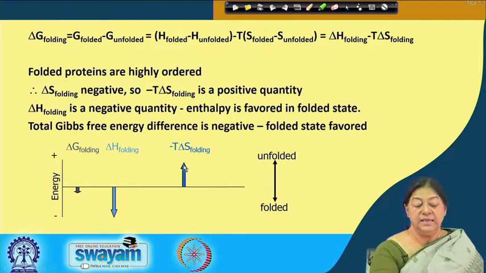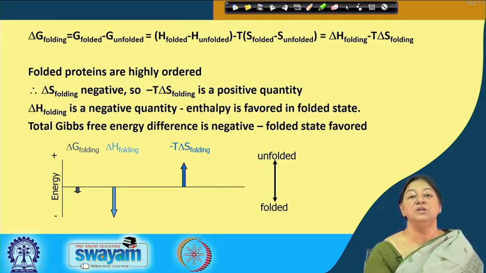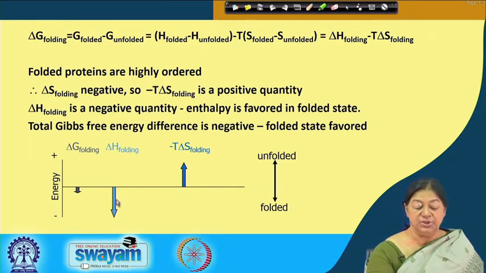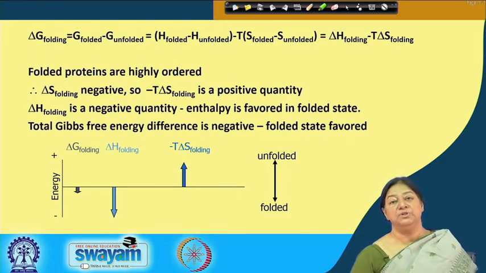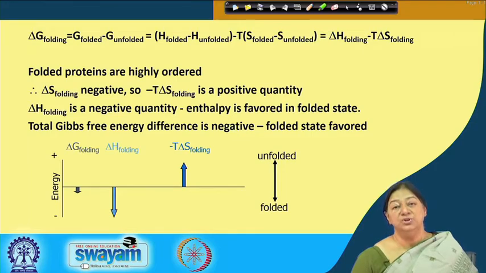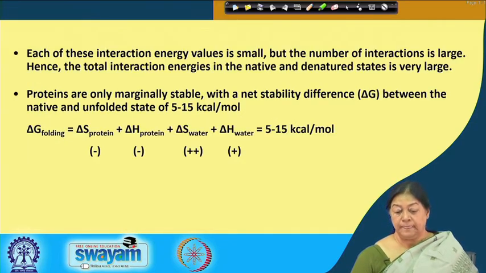But the enthalpic contribution is favored in the folded state because of the large number of interactions possible, making the delta H folding negative. So, the overall compensation is such that the delta G of folding is a small negative quantity, making protein folding a spontaneous process, but the contribution comes from the enthalpic. So, we say it is an enthalpy driven process.